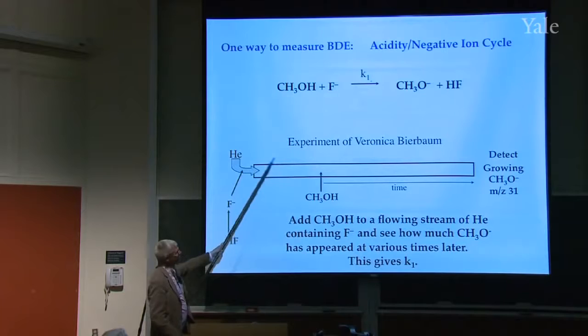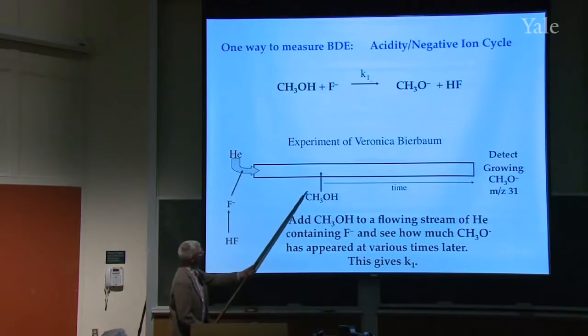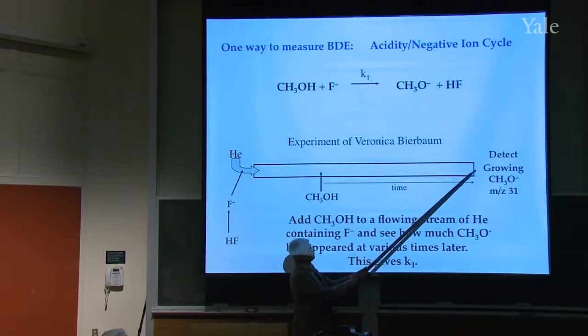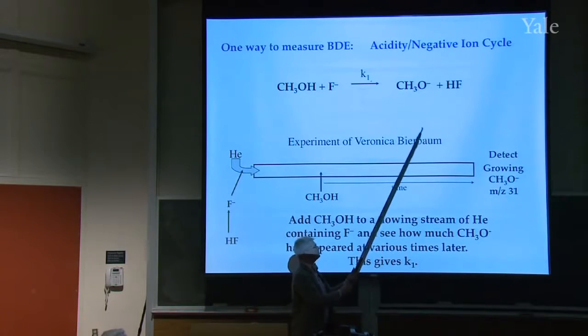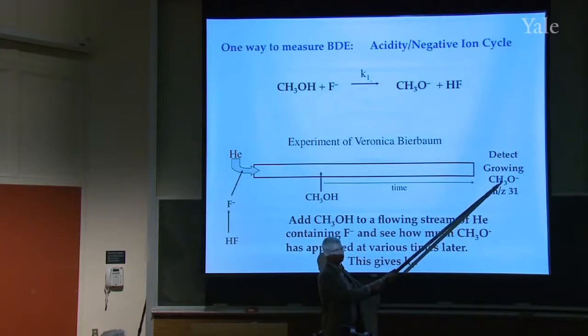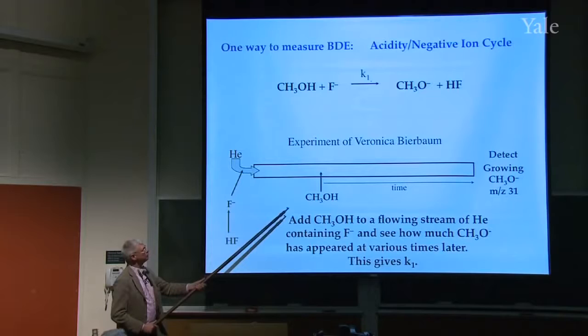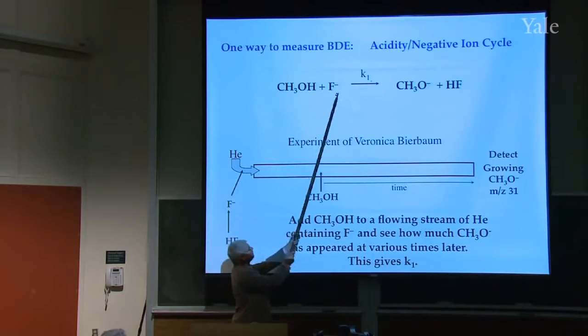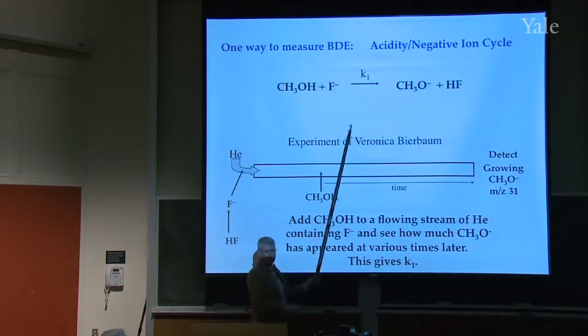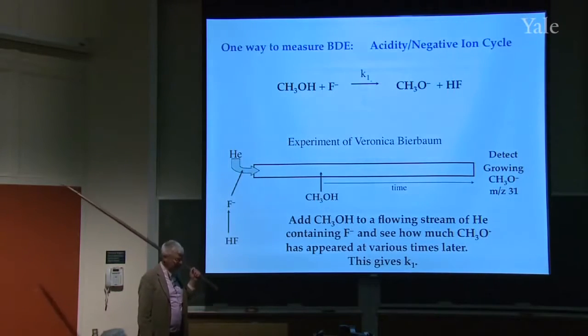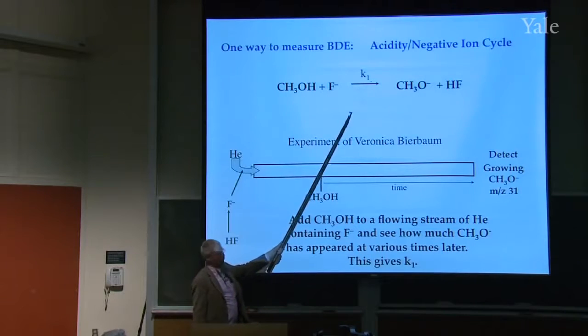And there's methanol in here. As the reaction proceeds, the methanol has a proton removed from it, and you're literally watching the end of the flow tube with a quadrupole mass spec. The quadrupole mass spec monitors the negative ions that have M/Z 31, and you'll watch them growing in. As you watch the methoxide ion growing in, you can measure the rate constant, K1, that goes this way. So what you're after is the equilibrium constant. You've got to get the equilibrium constant.